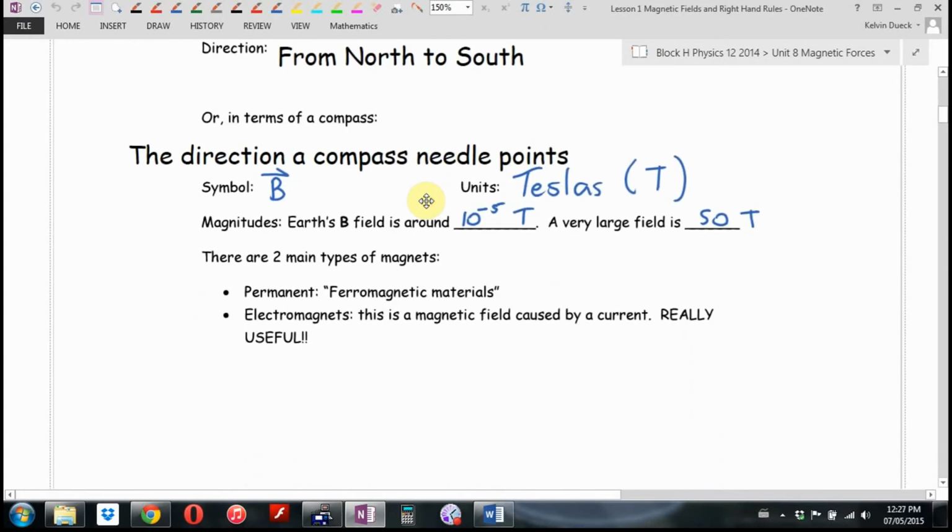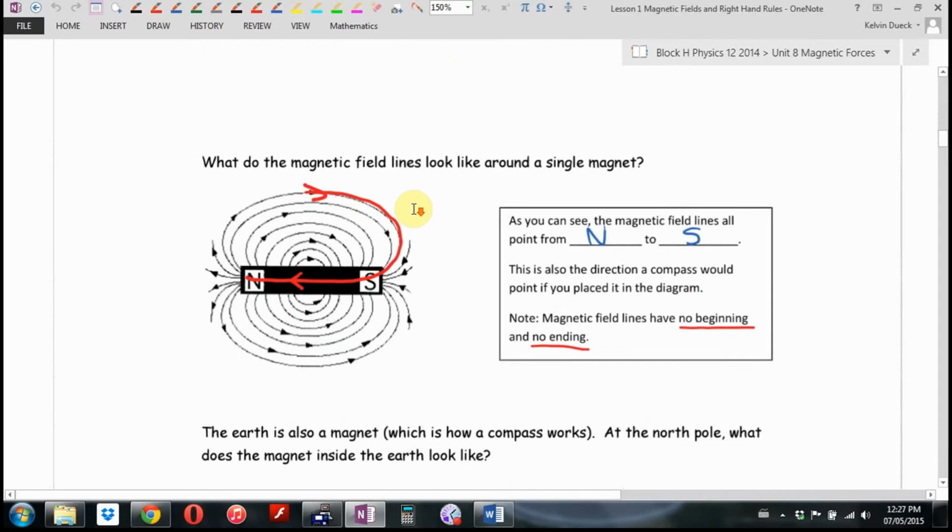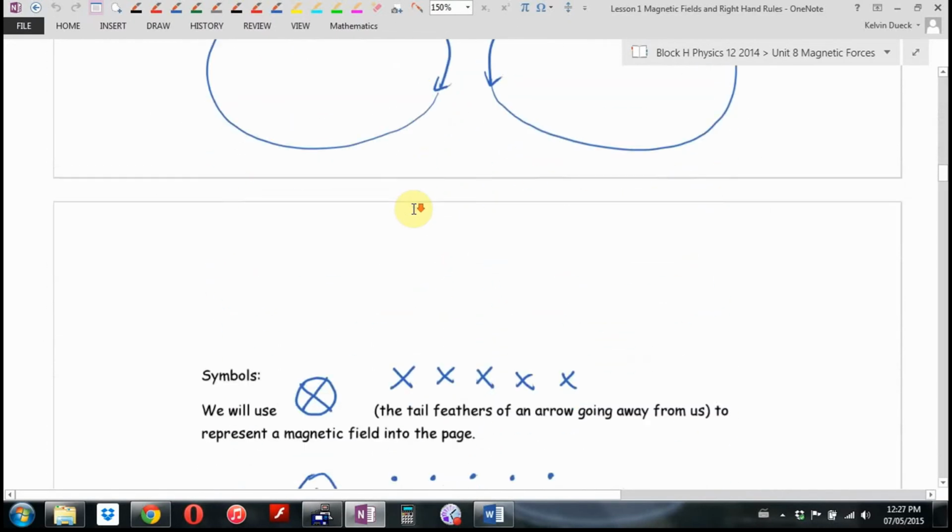A very large magnetic field, 50 Teslas would be very big. I showed you a video of an MRI machine, a 4 Tesla MRI machine, and you saw that was applying over 2,000 pounds of force to a metal chair. We talked about magnetic field lines.